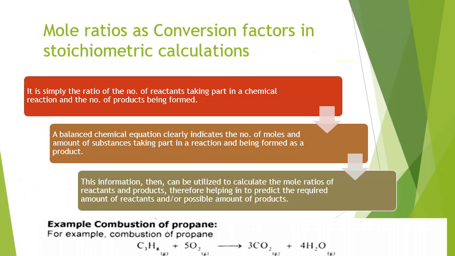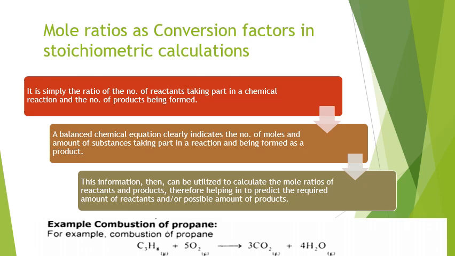Okay. Now students, this slide is defining how the mole ratios are used as conversion factors in stoichiometric calculations. What does it mean? The mole ratio, its definition and its relation with stoichiometric calculation is mentioned here. The mole ratio is the ratio of the number of moles of reactants taking part in a chemical reaction and the number of moles of products being formed.